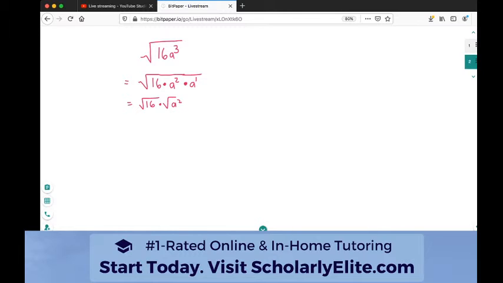So we've got a squared and then square root of a, and they're all multiplied by each other. And so then this gets broken down. So the square root of 16 is 4. The square root of a squared is a, and we don't know the square root of a because a is an unknown variable, so I'm going to leave that the way it is. So actually, our final answer to this is 4a root a. Okay, I hope that makes sense for you guys.